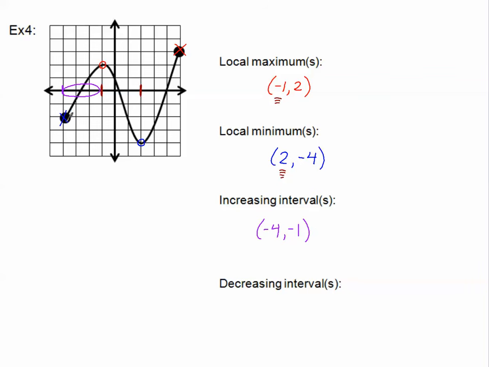Now remember, we're always using parentheses. I don't care that this is a closed dot. That doesn't matter. If you're just standing at the base of a hill, you're not doing anything. You're not increasing, you're not decreasing. We always use parentheses. That's sort of the point of this problem as well. I don't care about the closed dot. That might change what the domain looks like, but we're not talking domain.